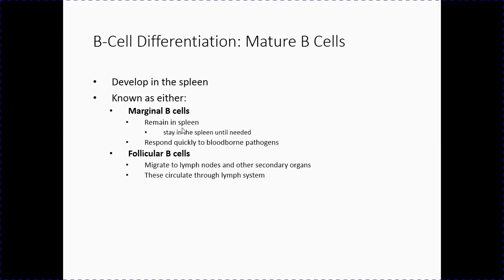Similarly, some of our mature B cells go out to lymph nodes and other secondary organs, and we call those B cells follicular B cells. These circulate through the lymphatic system and are exposed to antigens in any of the secondary tissues, the lymph fluids, for the same reason. This is where we're going to find foreign pathogens, and so we want to have mature B cells there ready to be activated.